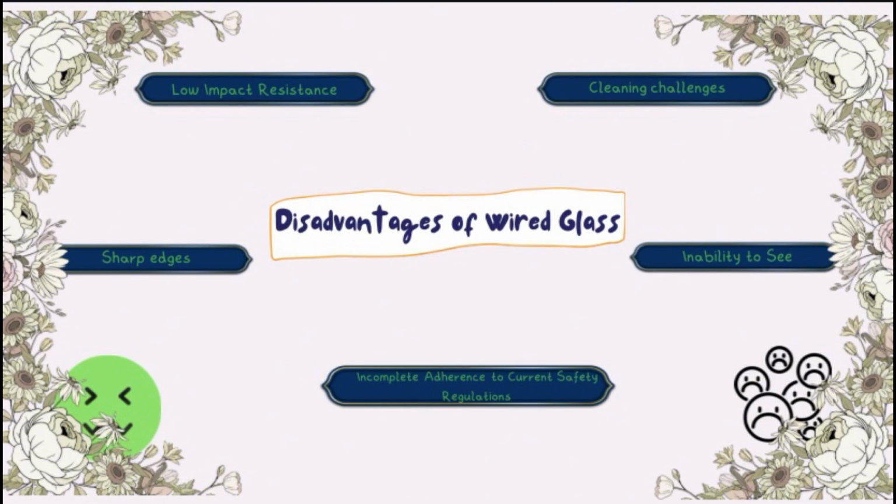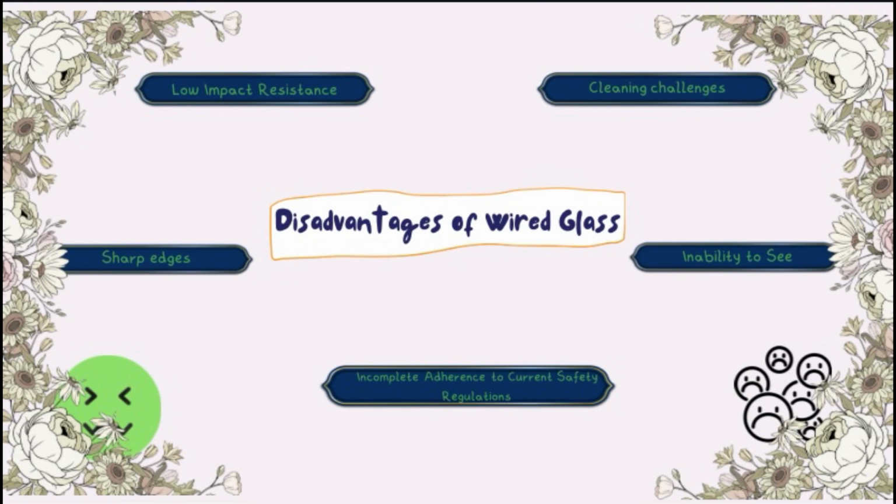Third is cleaning challenges. Cleaning wire glass, particularly patterned wire glass, can be challenging, hence abrasive cleaning solution should be avoided. Then, inability to see. The exposed wire may still be dangerous even if the glass shatters. So the last for disadvantage of wire glass is incomplete adherence to current safety regulation.